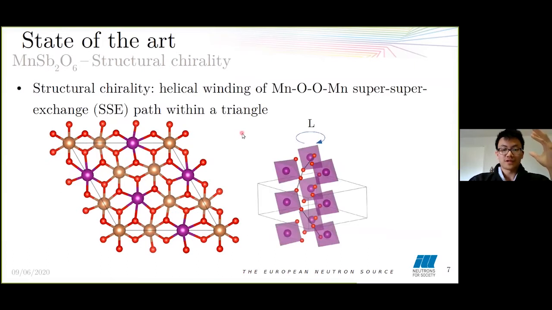If you look along the c vertical axis, you can think about the structural chirality as the helical winding of the manganese-oxygen-oxygen-manganese superexchange path within the manganese triangle. And in this case, the winding is following the left-handed rule. And in the other case, the winding is following the right-handed rule. So this defines the structural chirality of our crystal.